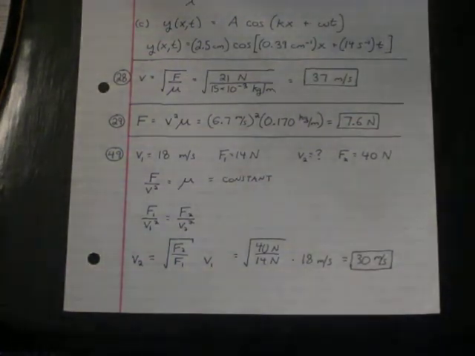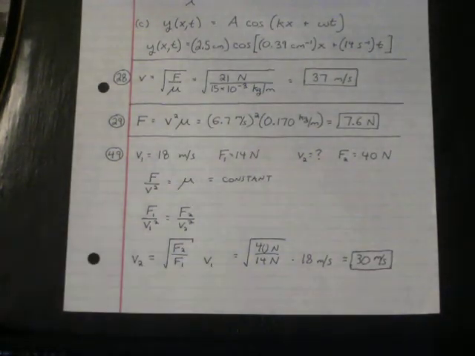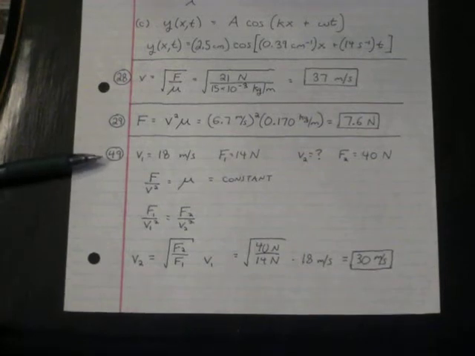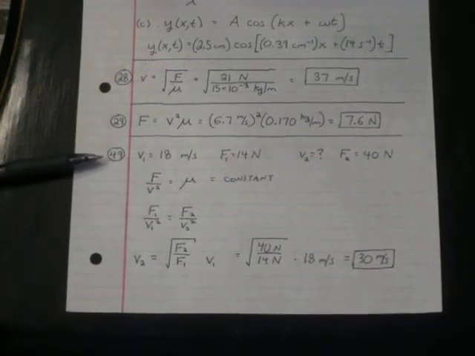Number 49. Transverse waves propagate 18 meters per second when there's 14 newtons of tension. What will be the wave speed if the tension is increased to 40 newtons? Okay, similar concept to the last two problems. Here I've written out the given information. We have V1 and F1. V2 is unknown and F2 is given.